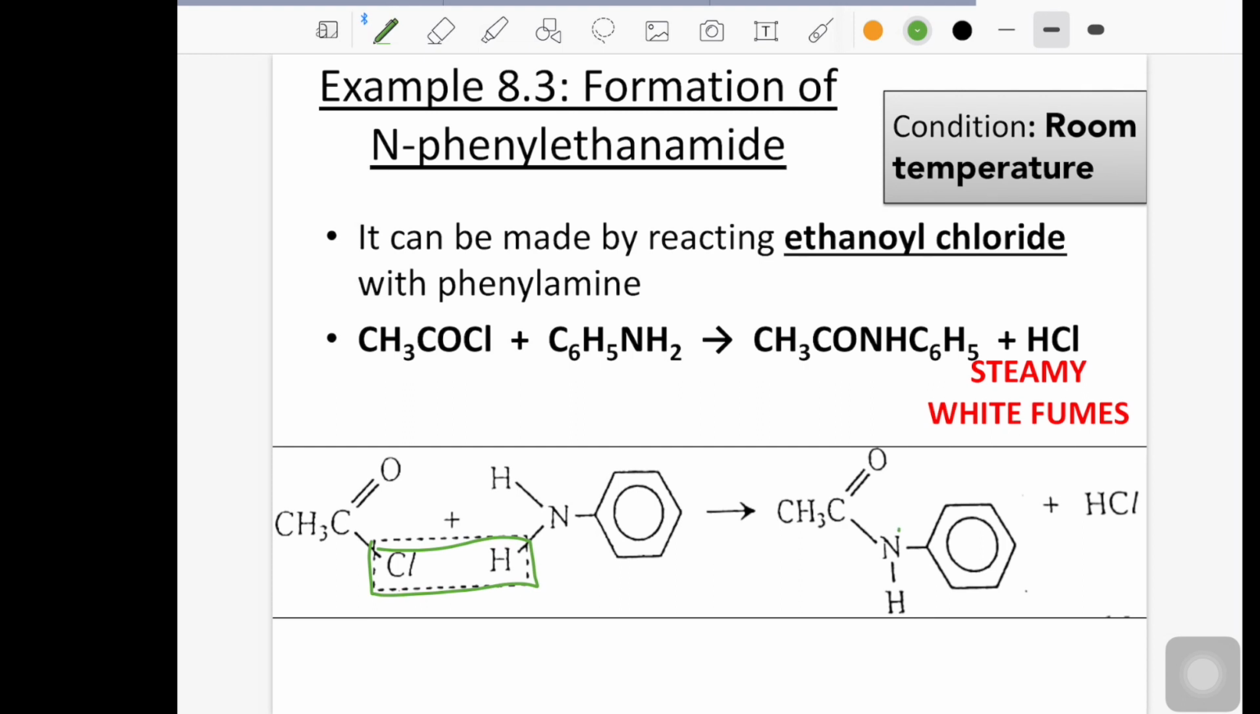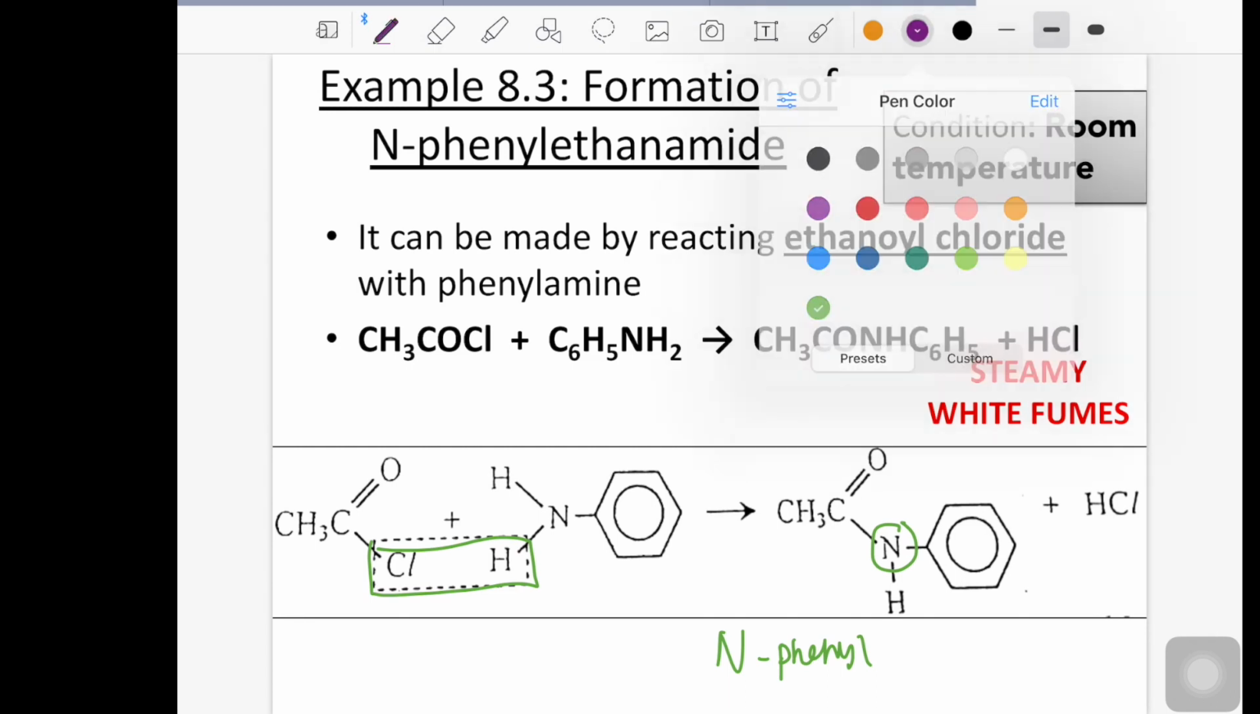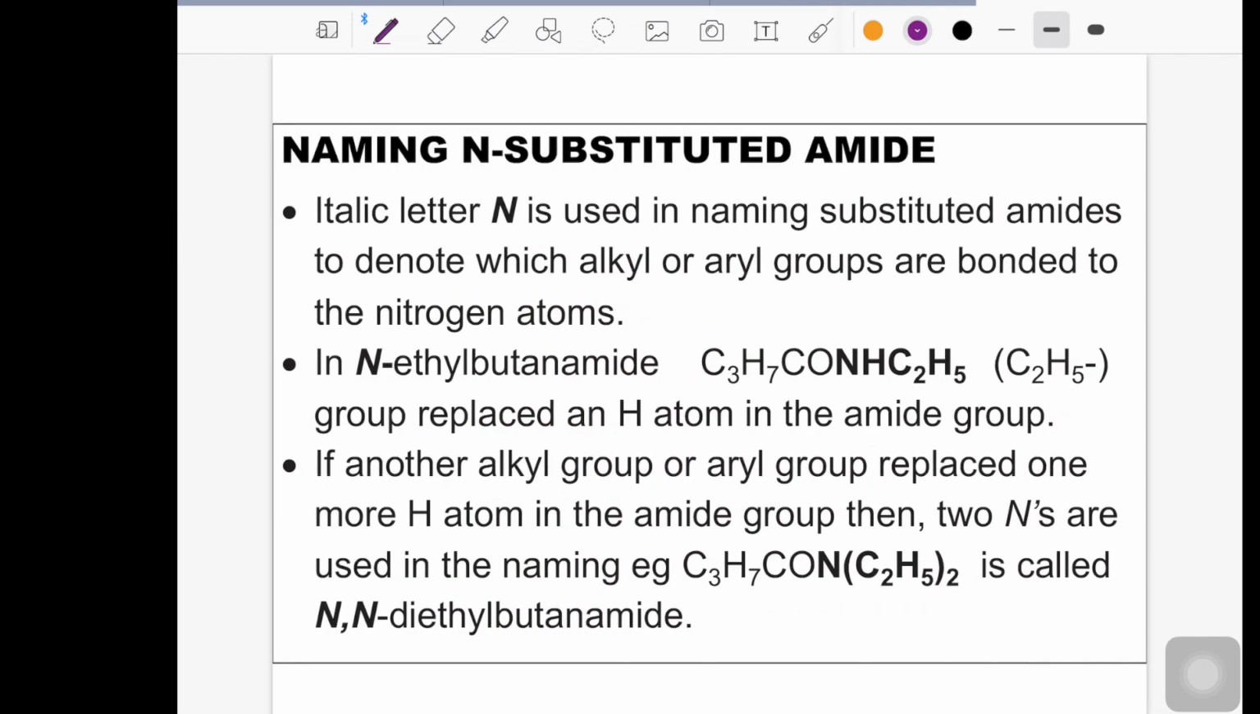Now the product: we start at the nitrogen first. Nitrogen has a hydrogen and a benzene ring, or an aryl ring, so we call that N-phenyl. And then on the left we have 2 carbons, so it's N-phenyl ethanamide, and your side product is HCl. This is nothing new, everything is in topic 19.